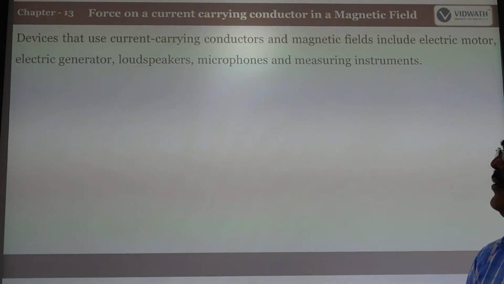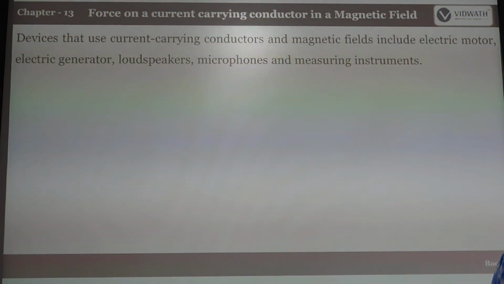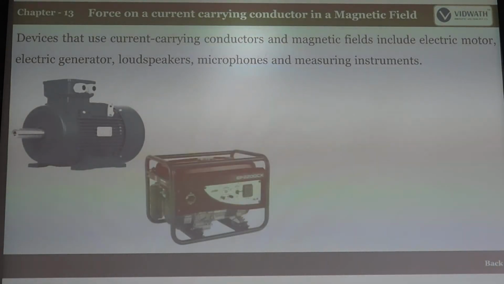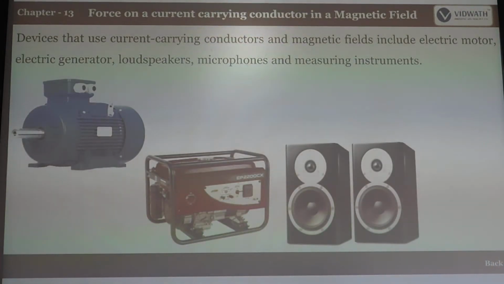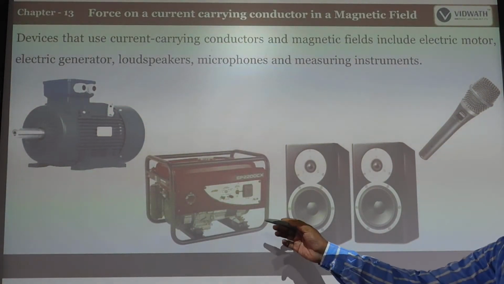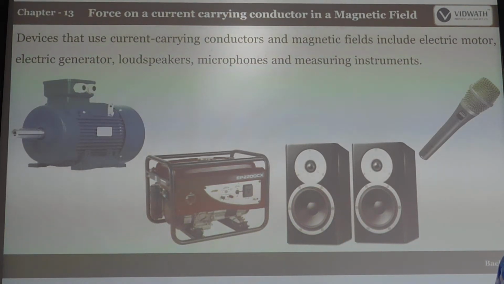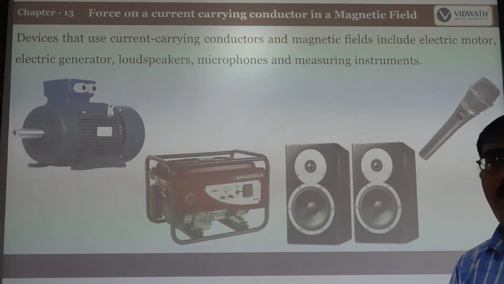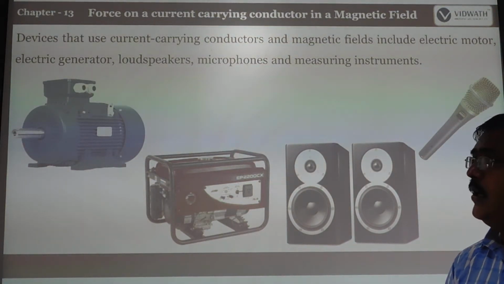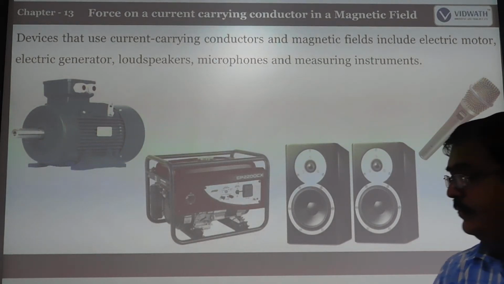Devices that use a current-carrying conductor and magnetic fields are included here. For practical applications, first we use them in electric motors, which are used in our homes. They are also used in generators, loudspeakers, microphones, and some measuring instruments. So these are the practical applications of the magnetic effect of electric current.